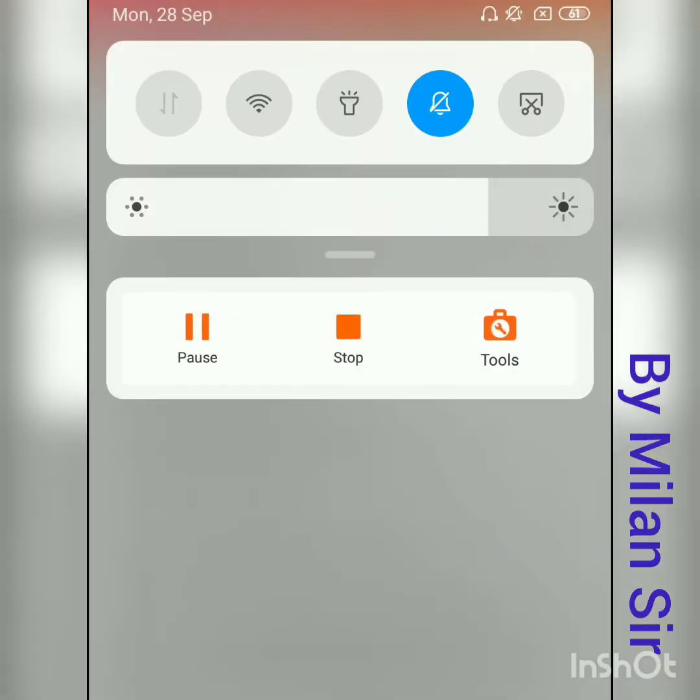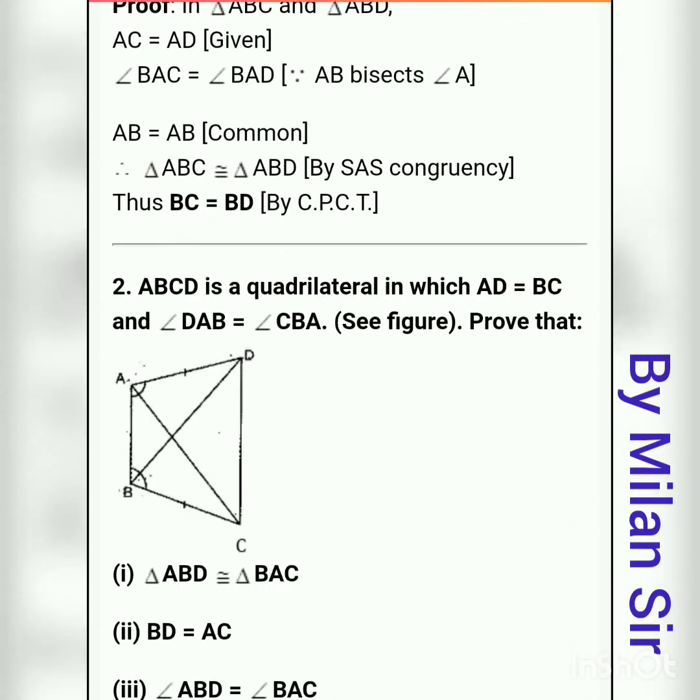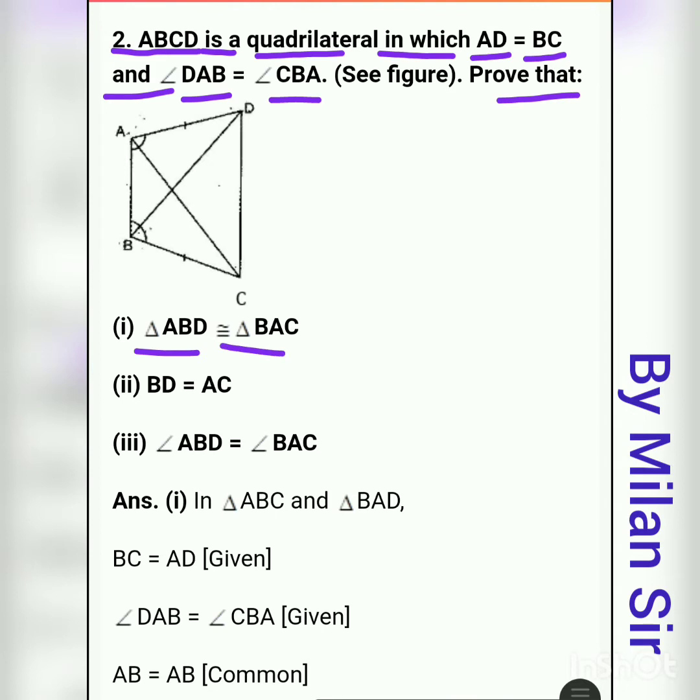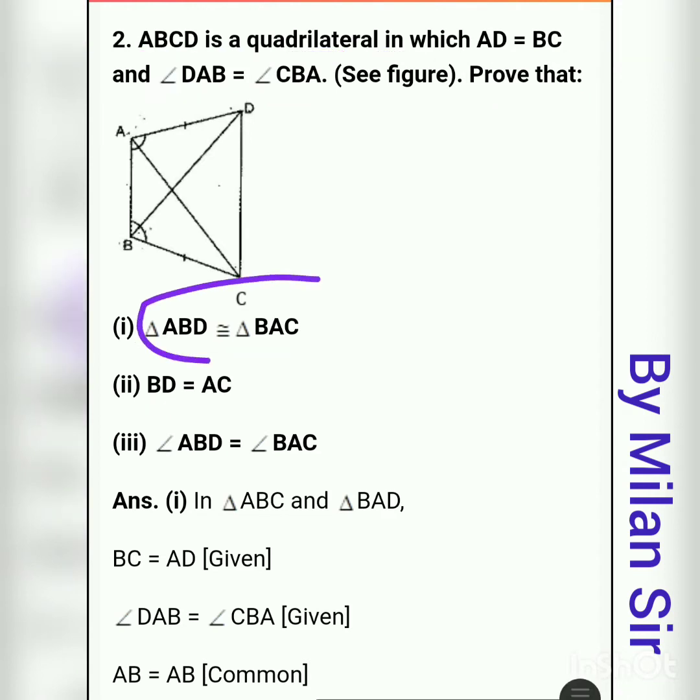After that, question number 2. First of all, read this question. ABCD is a quadrilateral in which AD is equal to BC and angle DAB is equal to angle CBA. Then prove that triangle ABD is congruent to triangle BAC, BD is equal to AC, and angle ABD is equal to angle BAC. So our first work is to prove triangle ABD and BAC congruent triangles.